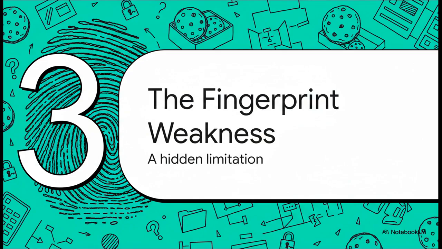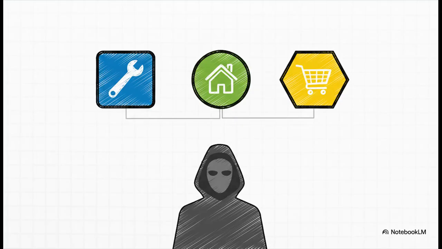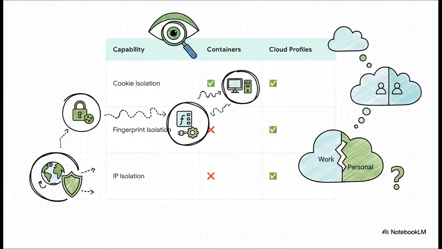Okay, so containers sound perfect, right? They solve the cookie problem, they keep us organized, but there's a catch, and it's a big one. There's a hidden limitation you really need to know about, and it's called the fingerprint weakness. Because even though all your logins and cookies are neatly separated in their own little walled gardens, all of your containers, they still share one secret identity. And that identity is your browser fingerprint.